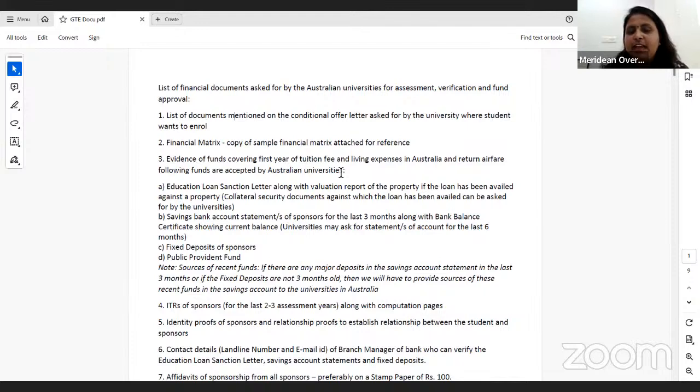Now, FDs. You can consider FDs. FDs should be a minimum of 6 months old when you give them to the university. In case of FDs, we are looking for the FD certificate along with the current balance certificate. If your FD has matured, either you have to renew it or you need to credit that amount into the savings account to utilize it.